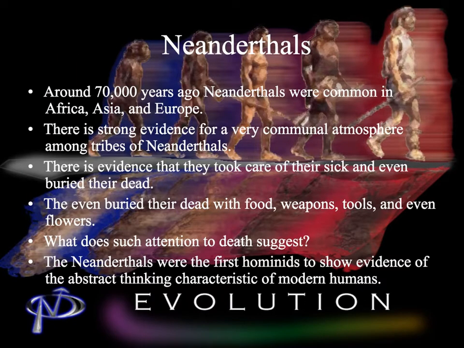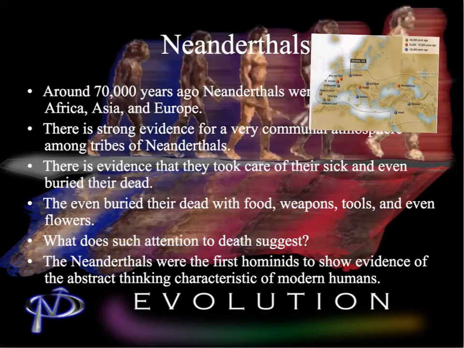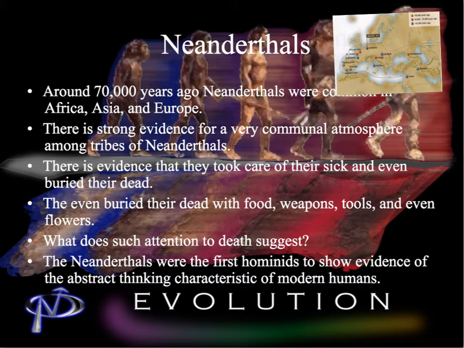So Neanderthals were found out in Africa, Asia, and Europe. A lot of times we associate them mainly with Europe, but they were found throughout. There's their range. It did mainly include Europe, but once again, there were parts of Africa, the Middle East, and parts of Asia as well. A couple firsts for them that you need to take note of.